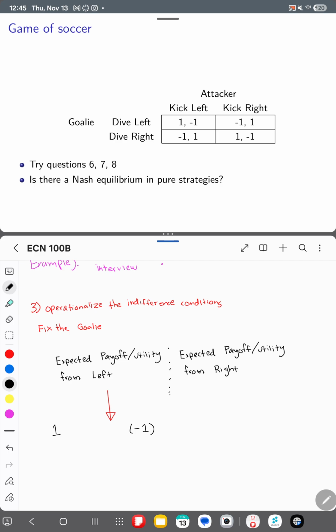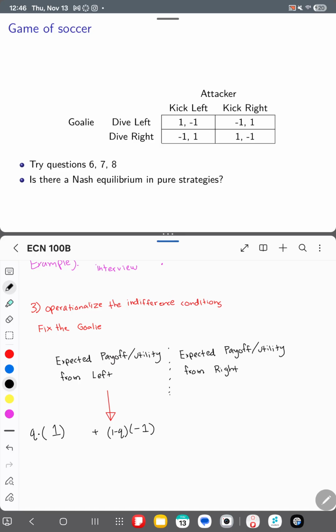And what that means is that the goalie is going to enjoy a win, which is a payoff of 1 with probability Q. And they're going to maybe not enjoy but suffer a loss, a payoff of -1, with probability 1 minus Q. And the attacker has decided to go right instead. So the expected payoff or utility for the goalie when they go left has to be equal to Q times 1 plus 1 minus Q times -1.